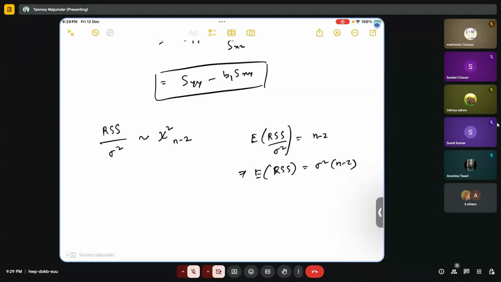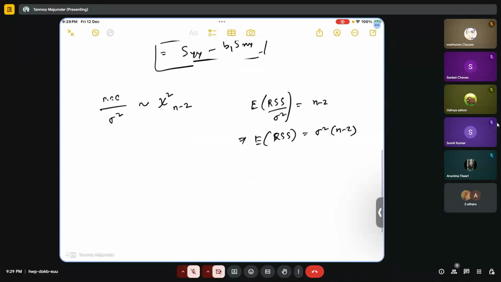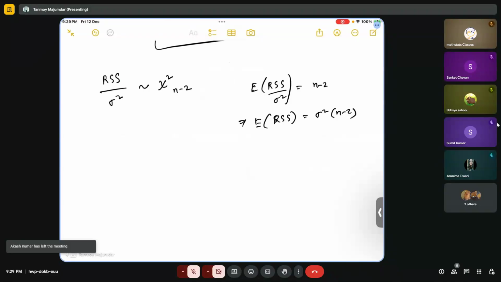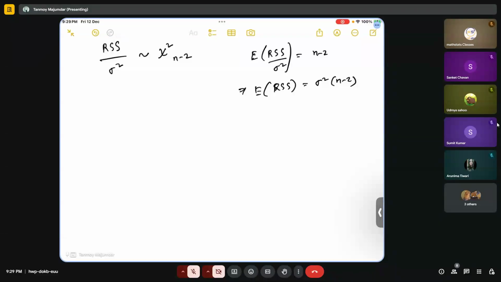What is sigma square? Sigma square is the variance of y. Okay, so this is the thing. Now one more thing is that we can find the unbiased estimator of sigma square. From where? So from here, if we consider this as 1, that means sigma square equals the expectation of residual sum of squares by n minus 2.